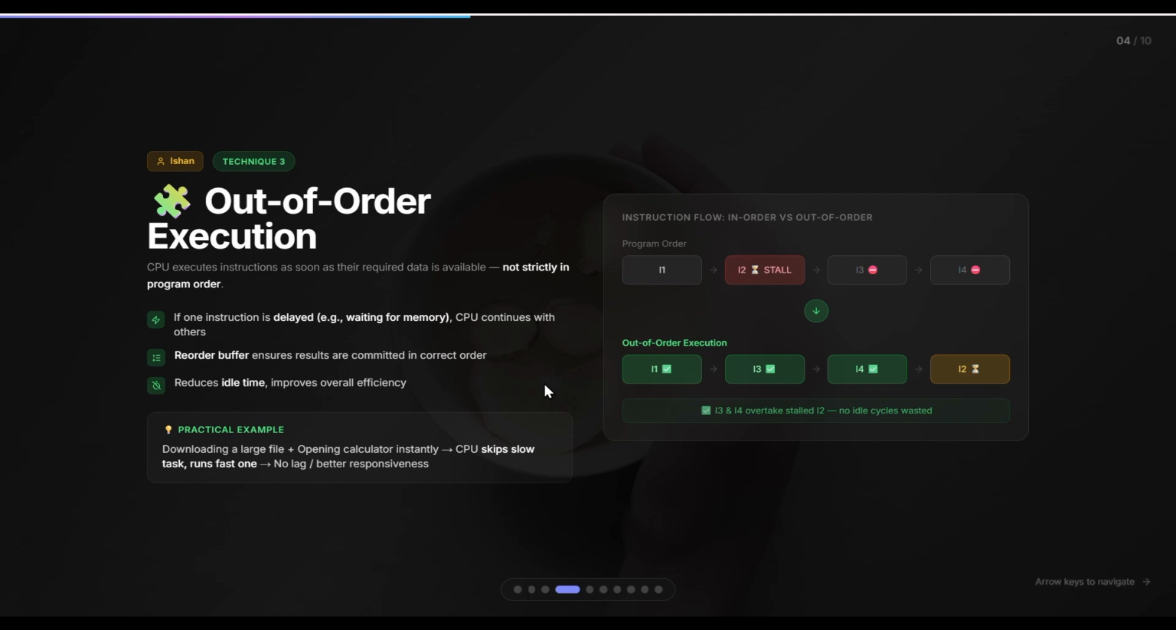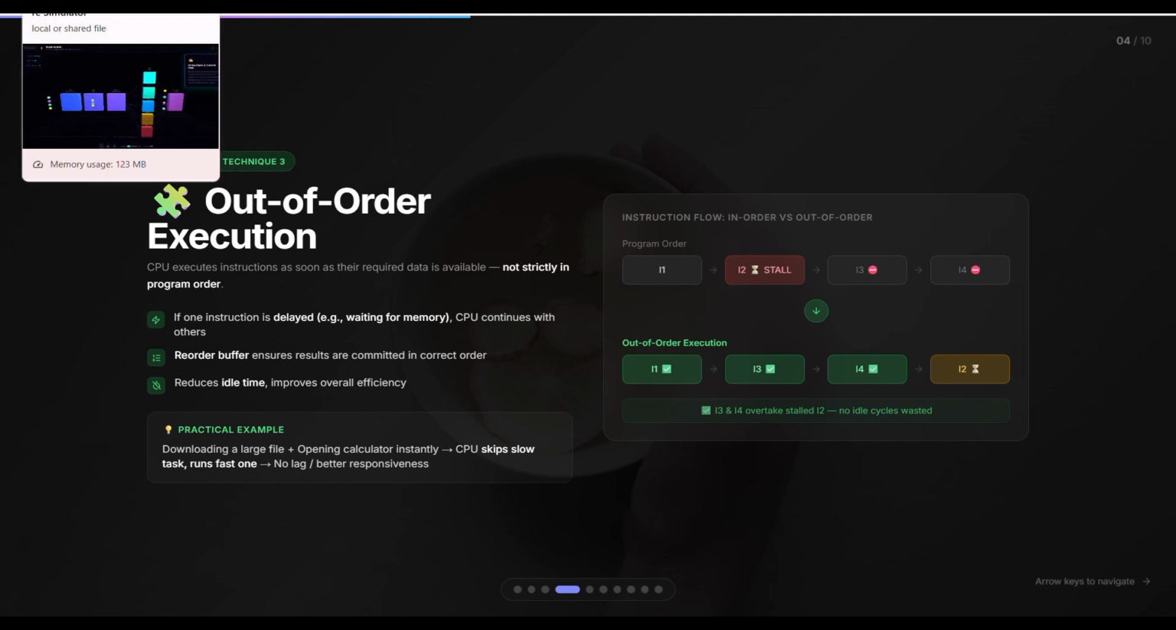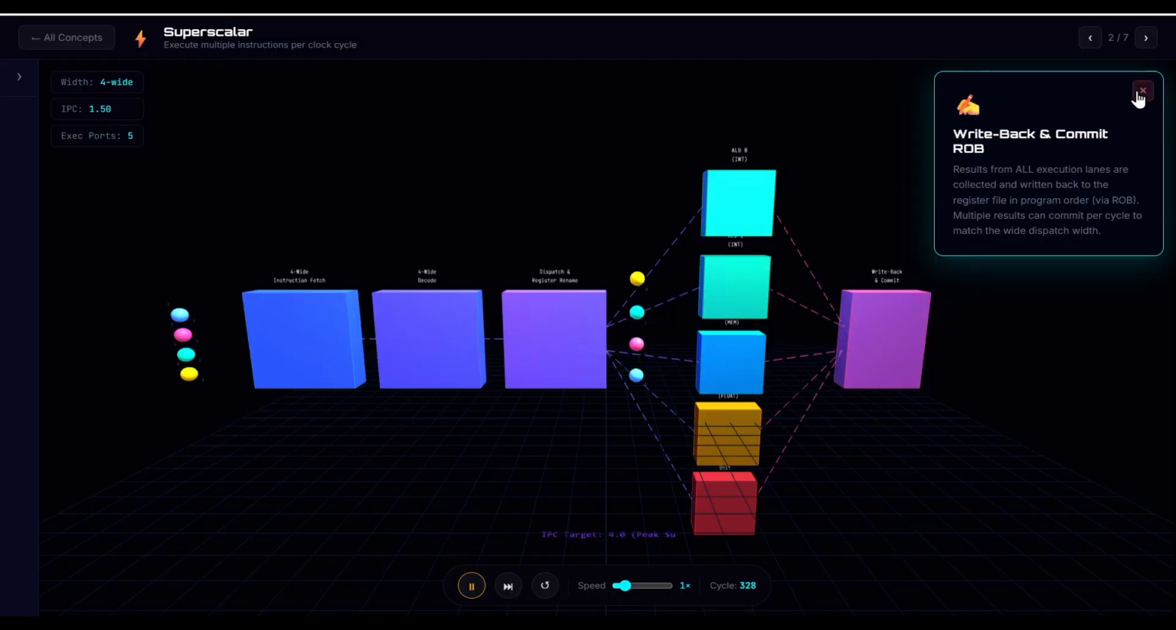Now let's go for a practical example in which we are opening a file while downloading a large file, opening the calculator instantly. So the CPU keeps the slow tasks minimal and puts large focus on the heavy tasks, so that it can provide high performance and high calculations to the tasks which need more data to be run and instructed. Now we will understand more briefly and deeply by visualizing its working flow in 3D.